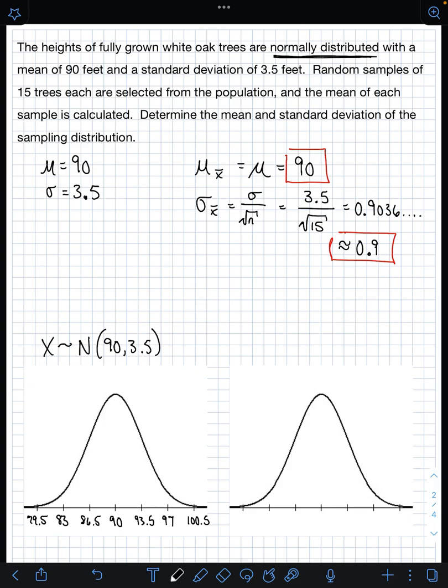Now, the sampling distribution, this time our variable is not x, it's x bar. It is the mean of a sample, not an individual data value. These are normally distributed with a mean of 90 and a standard deviation of 0.9. So again, 90 in the center, but adding 0.9 to that every time we go out 1 tick mark. Or subtracting.